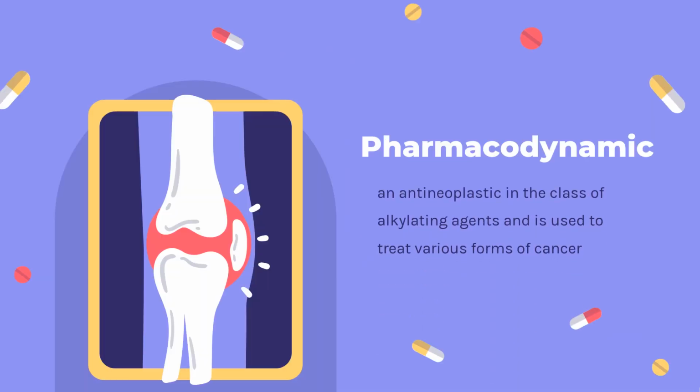Pharmacodynamics. Cyclophosphamide is an antineoplastic in the class of alkylating agents and is used to treat various forms of cancer. Alkylating agents are so named because of their ability to add alkyl groups to many electronegative groups under conditions present in cells. They stop tumor growth by cross-linking guanine bases in DNA double helix strands, directly attacking DNA. This makes the strands unable to uncoil and separate. As this is necessary in DNA replication, the cells can no longer divide.